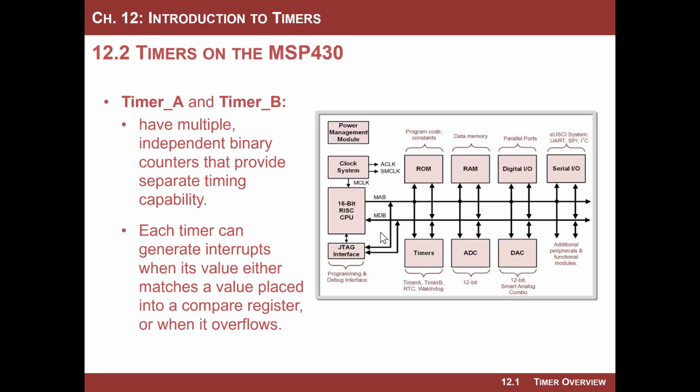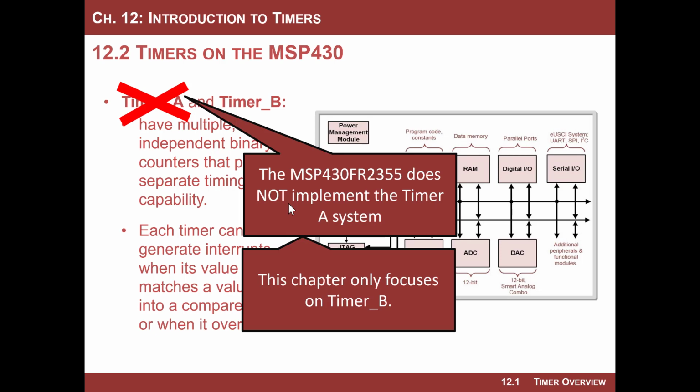Each one of the independent timers can generate its own interrupts. It can look for overflows. It can look for compare values, all sorts of different stuff. The key here, though, is that, remember, the MSP430 is the broad microcontroller family. And that's timer A and timer B, and each one has tons of different binary counters in it.